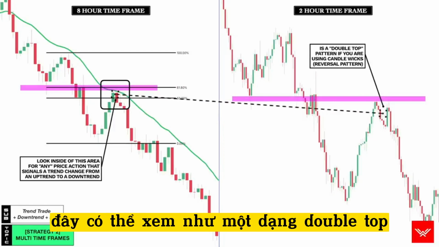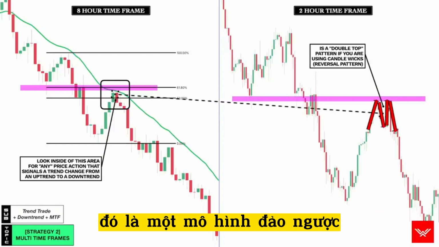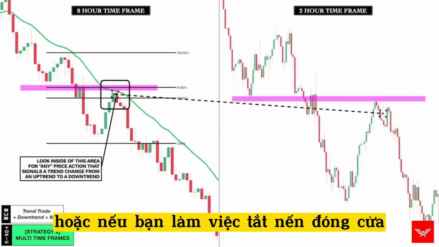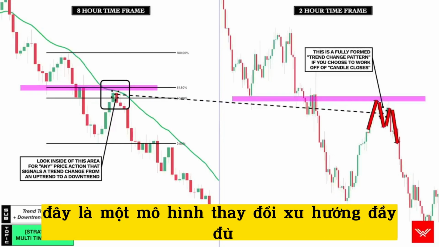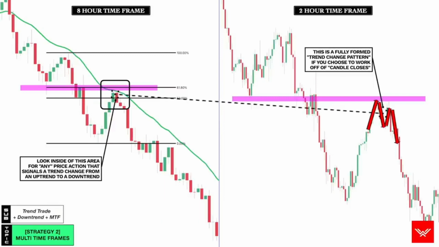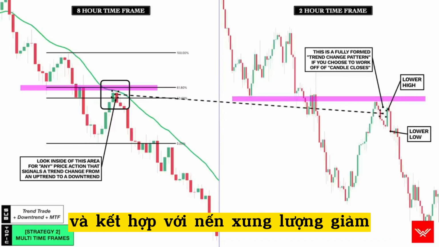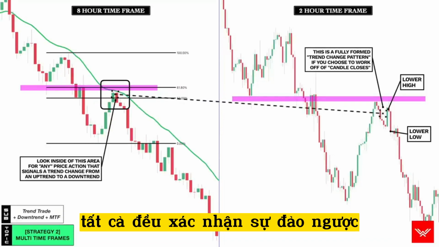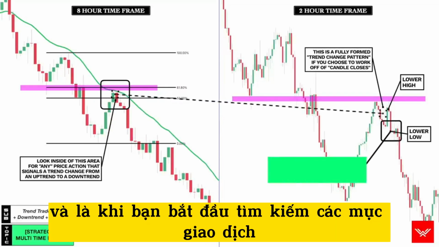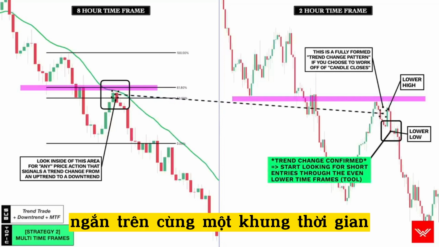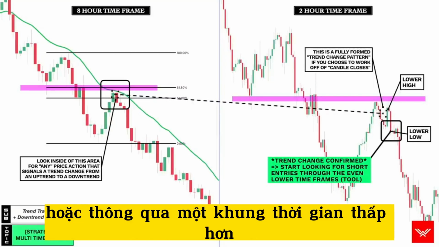First, this can be viewed as a form of double top, which is a reversal pattern. Or if you work off of candle closes, this is a full trend change pattern, as you have your lower high and then your lower low, combined with a bearish momentum candle, which all confirms the reversal, and is when you would start looking for trade entries short on the same time frame or through a lower time frame using our entry strategy.